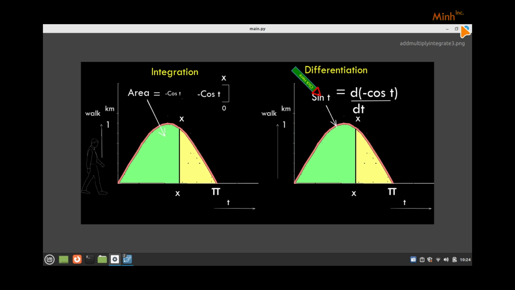Either I get back the speed, or how many kilometers are collected at any moment, or the equation of the line, whatsoever. So if I know the equation of the line and I want to know how much area is collected, then I have to do integration. If I know the area of the collection and I want to get back the equation of the line, how many kilometers collected at any moment, then I have to do differentiation. Differentiation is getting back the equation of the line. Okay, so this is integration and differentiation.